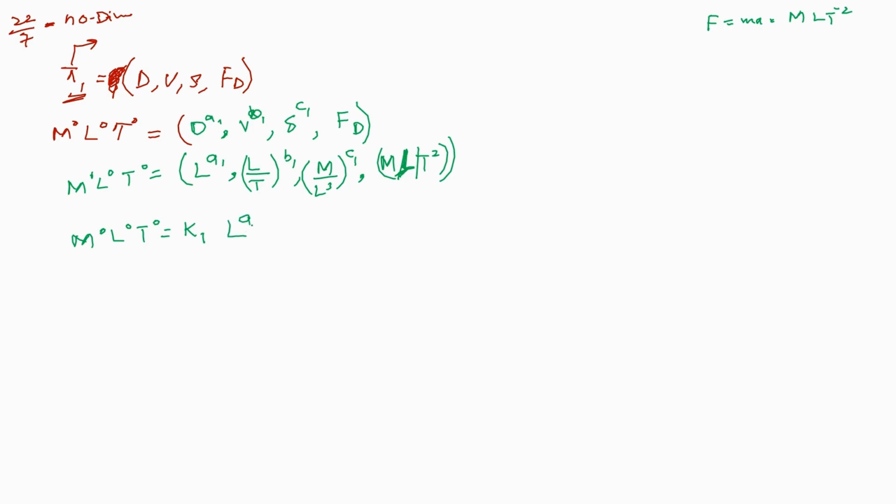L raised to power a1 into L raised to power b1, T raised to power minus b1, because T will be shifted to the numerator and its power will be negative.